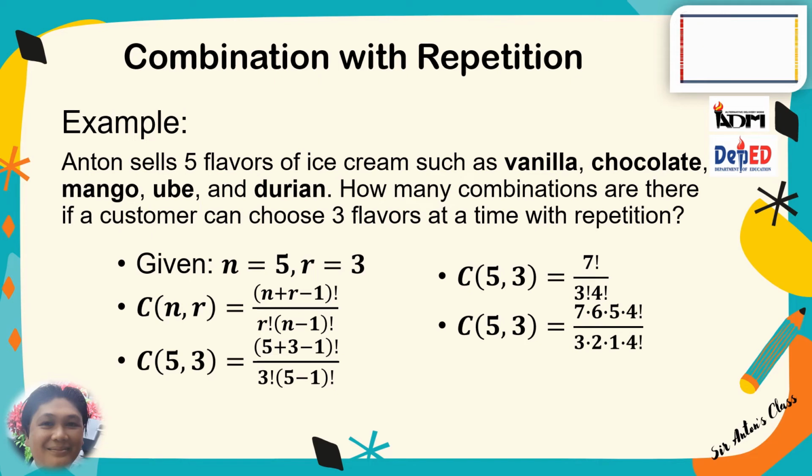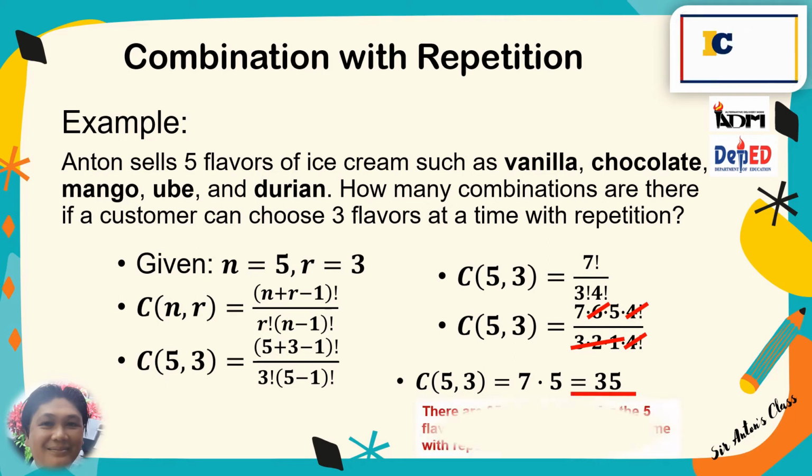We have 7 times 6 times 5 times 4 factorial because we have a divisor of 4 factorial. Then 3 factorial is 3 times 2 times 1. And then we can divide 4 factorial by 4 factorial, that's 1. Also, we can divide 6 by 3 factorial. Okay, the combination of 5 objects taken 3 at a time is equal to 7 times 5, and that is equal to 35. Yes, exactly the same as the illustration.